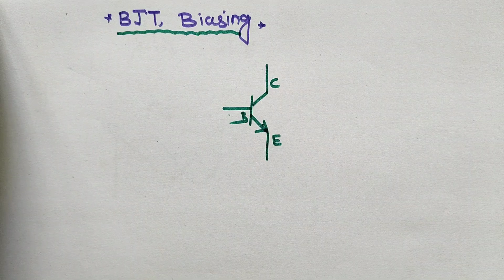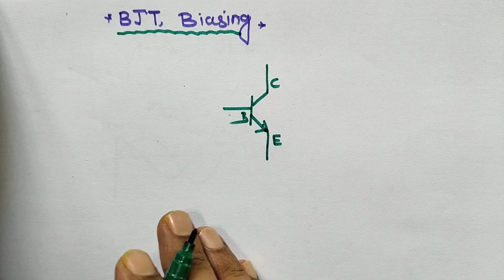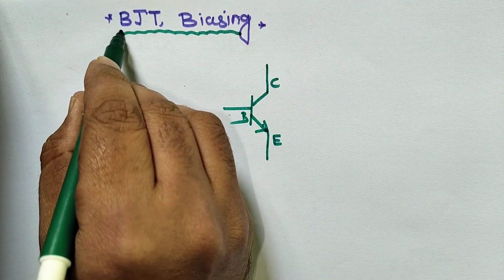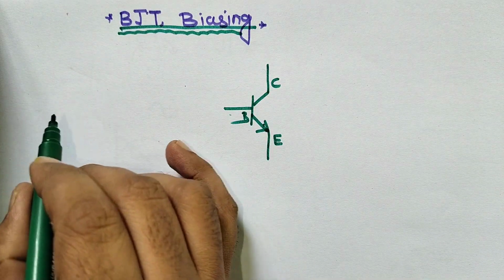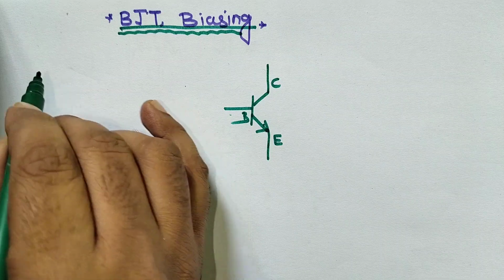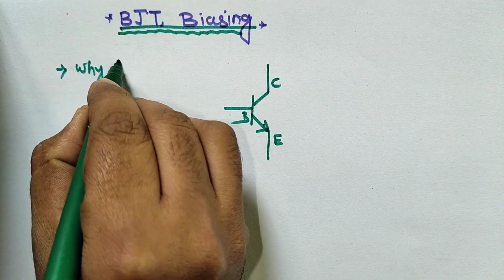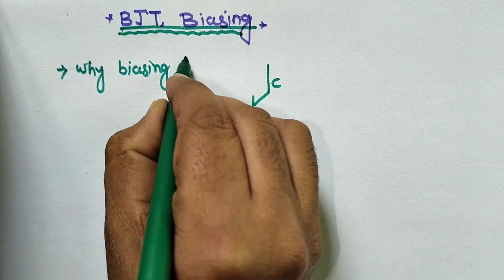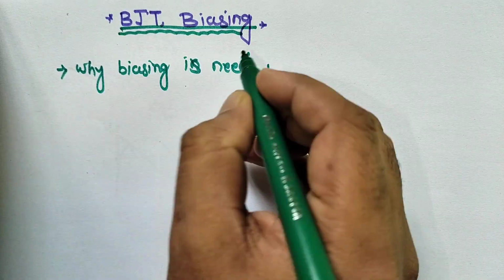In the last video we understood the BJT structure and basic operation. Today we will begin an important section, that is biasing of BJT. In this video we are going to cover why biasing is needed in a real circuit.